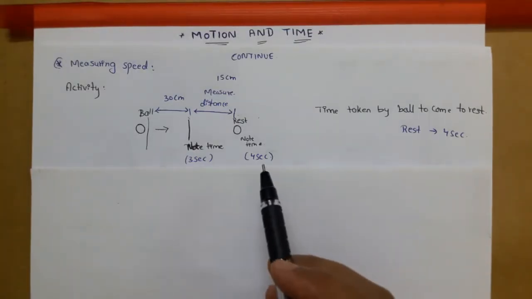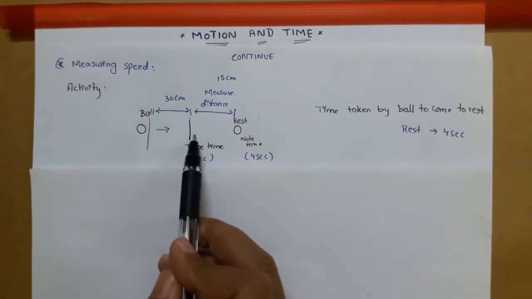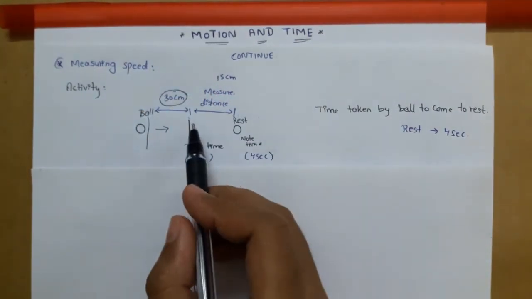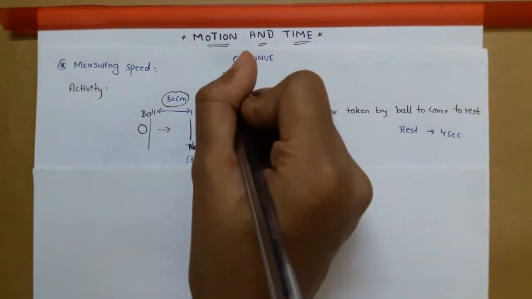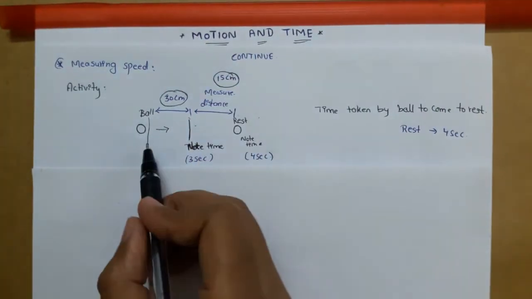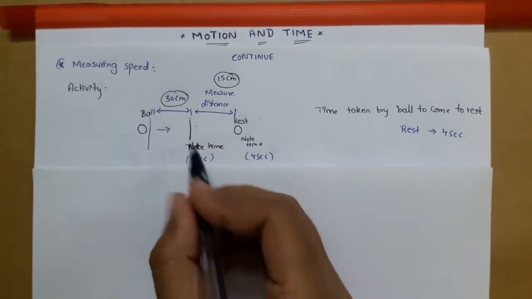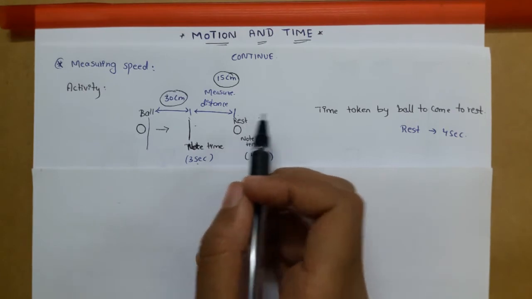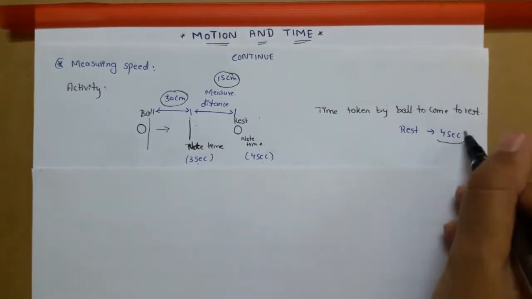So from the activity we came to know the distance from this line to this line is 30 centimeter, and after crossing this line the ball came to rest after covering 15 centimeter. The time taken by the ball to reach this line is 3 seconds and to reach the rest point is 4 seconds. So the total time taken by the ball to come to rest is 4 seconds.